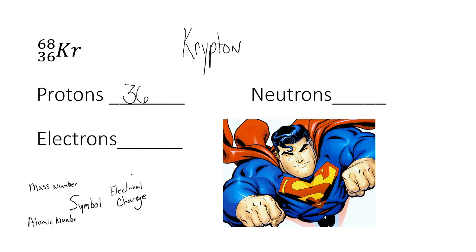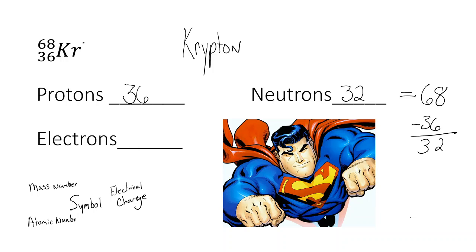And the number of neutrons, remember 36 plus whatever the number of neutrons is has to equal 68. So what plus 36 is 68? We could take 68 and subtract the 36 to get 32. And 32 would be the number of neutrons.